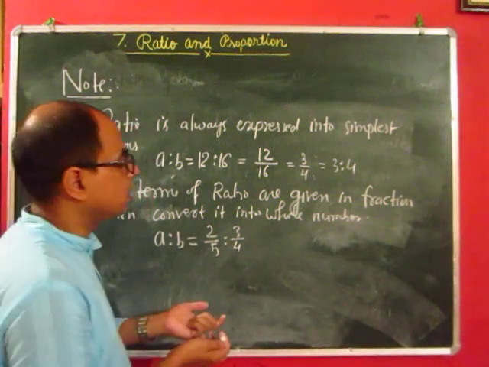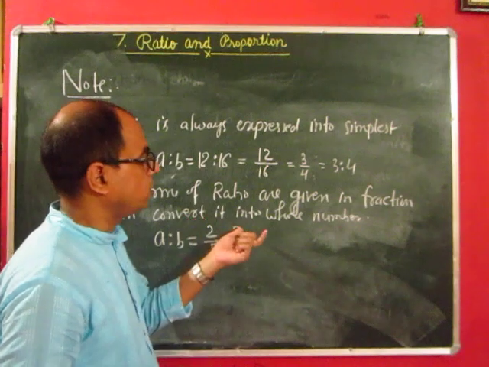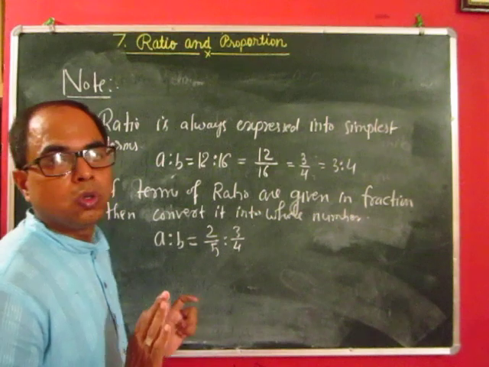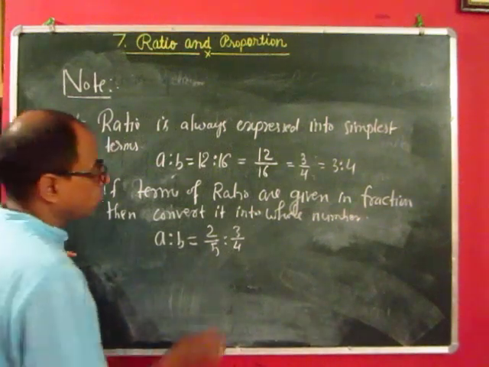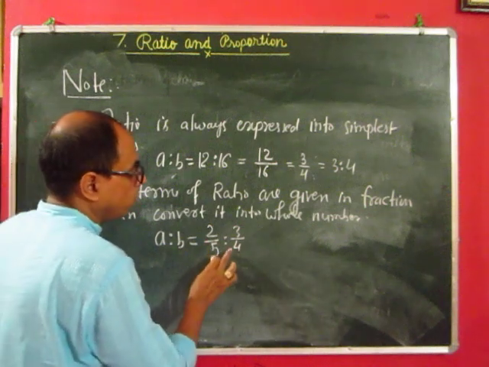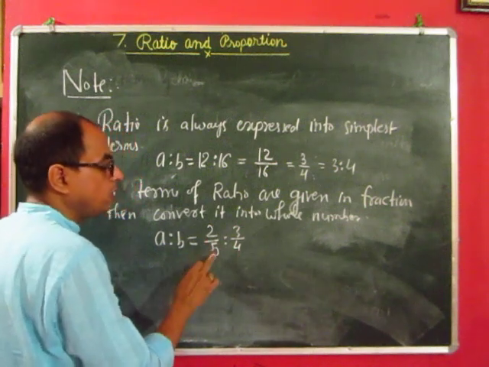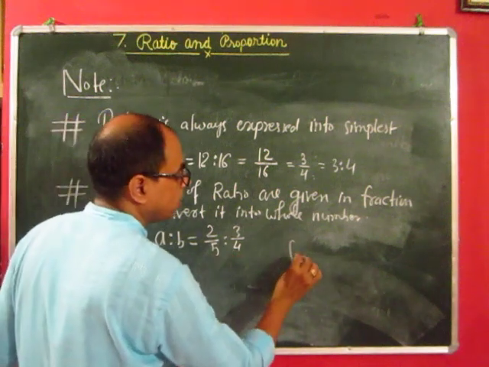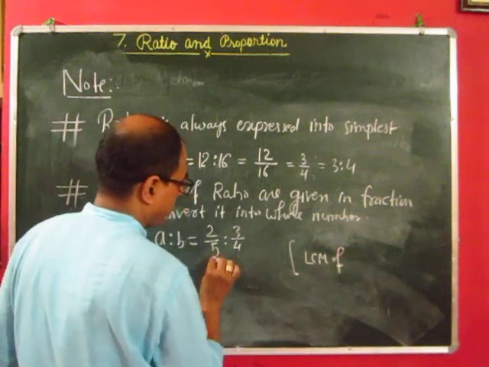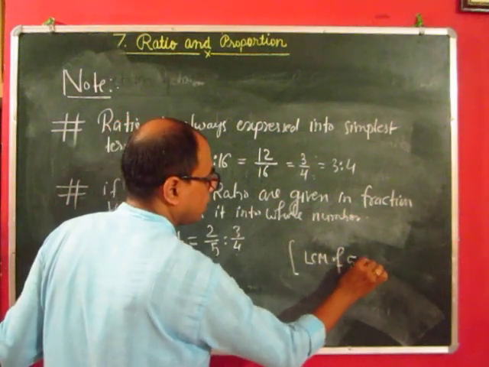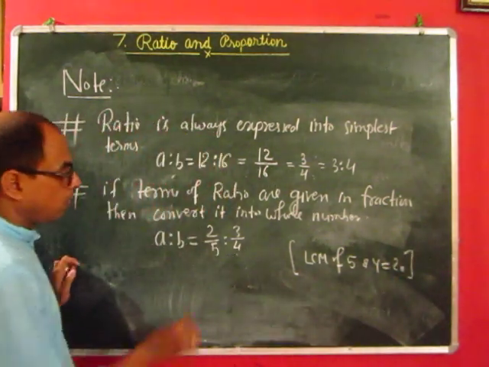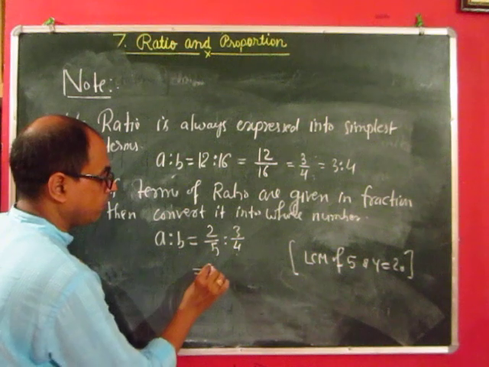So always convert the fractional term into whole number. It will be convenient for you to solve the question. Clear? So to make it whole number, clear? Multiply both the terms by the LCM of the denominators. Here the LCM of the denominators is the LCM of 5 and 4, which is equal to 20. Clear? So multiply each term by 20.